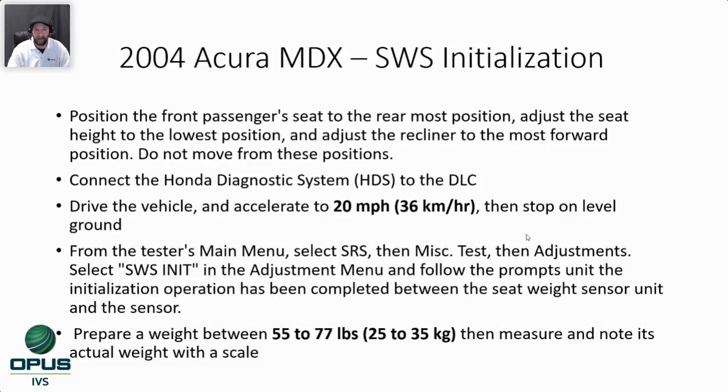And then from the tester's main menu, we're going to select SRS, then miscellaneous test, then adjustments, SWS initialization in the adjustment menu. Follow the prompts to the initialization operation. Remember, this is all in your PDF, so we're going to kind of run through it pretty quick. But then it says, prepare a weight between 55 to 77 pounds, then measure and note its actual weight with a scale.